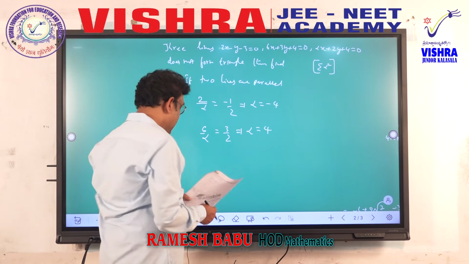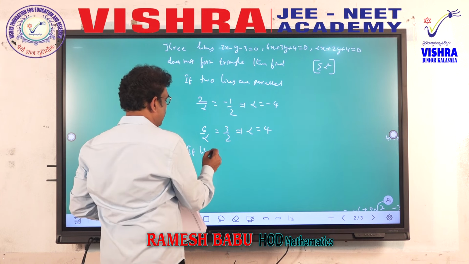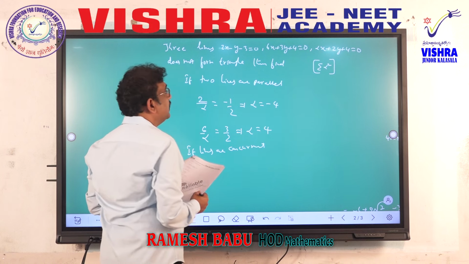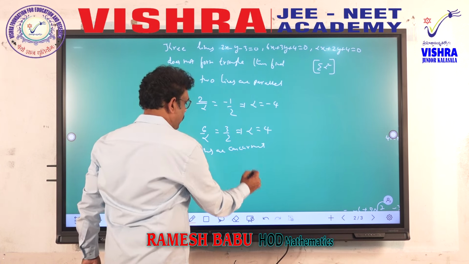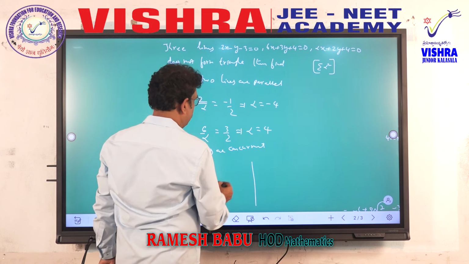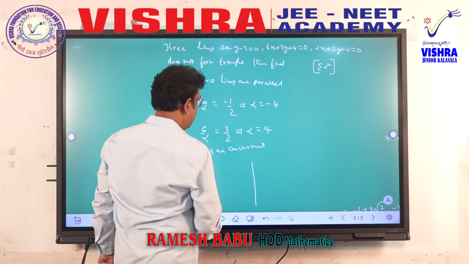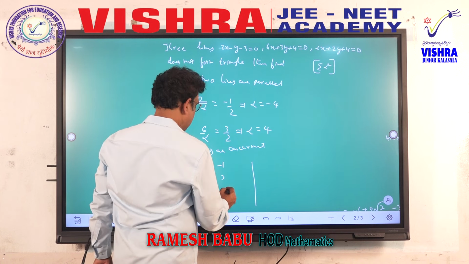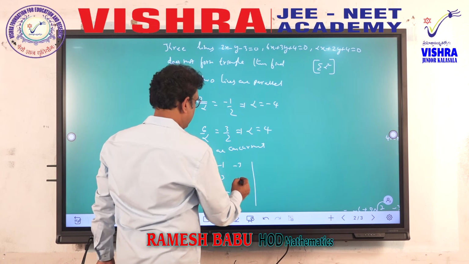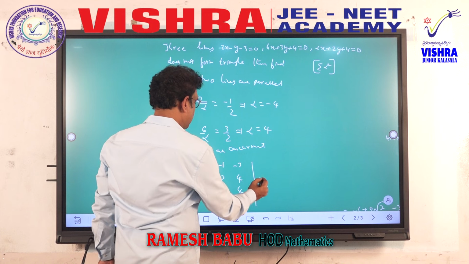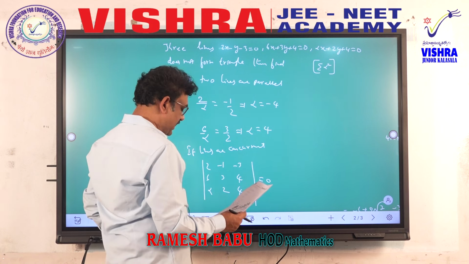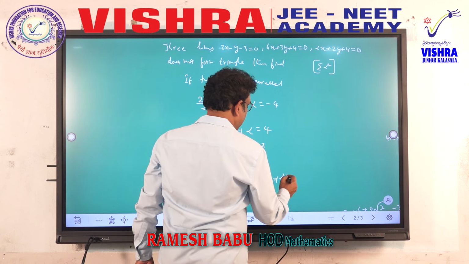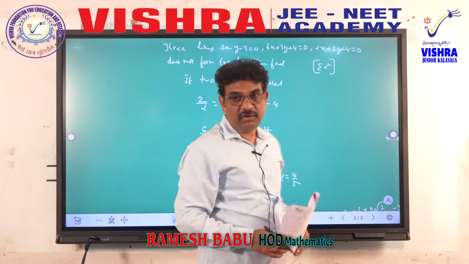Now, if the lines are concurrent, then the determinant is equal to 0. The determinant with rows 2, minus 1, minus 3; 6, 3, 4; alpha, 2, 4 is equal to 0. So after simplification, we get alpha is equal to 4 by 5. Here, alpha is equal to 4 by 5.